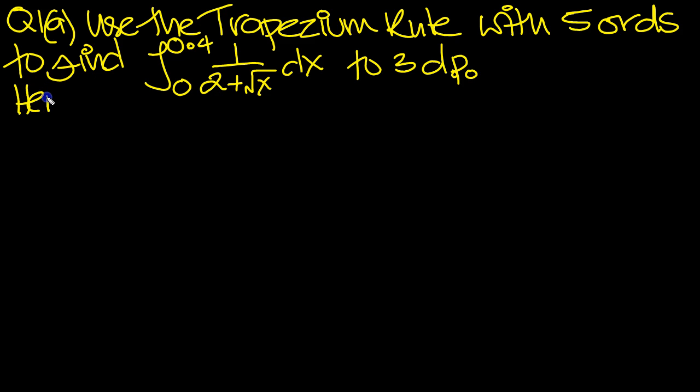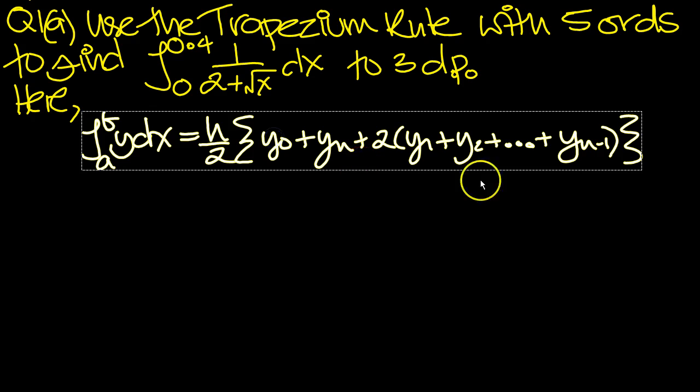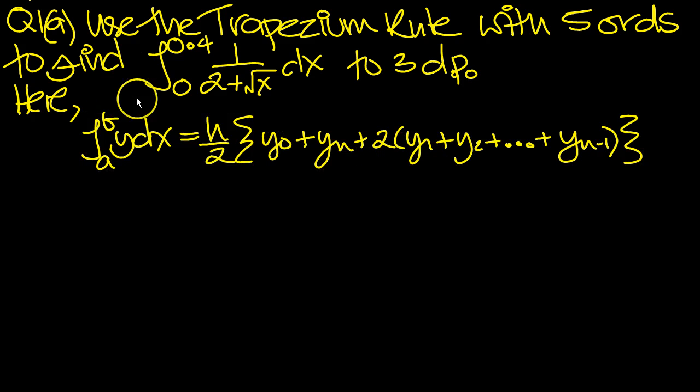We need the trapezium rule from the formula booklet then, so let's just paste it in. Here it is. So we need to put the values in then. We're going from 0 to 0.4, so A is 0 and B is 0.4. H, that's mentioned in the formula, of course, is B minus A over N. So 0.4 minus 0 is just 0.4 on the top here.